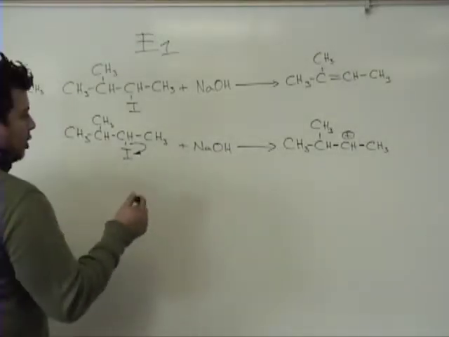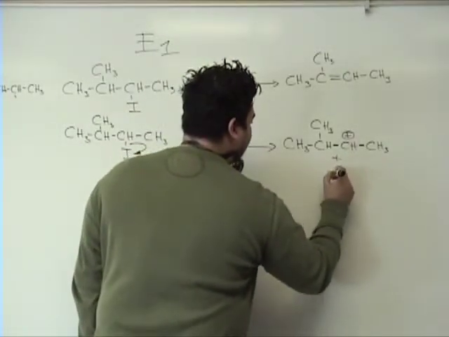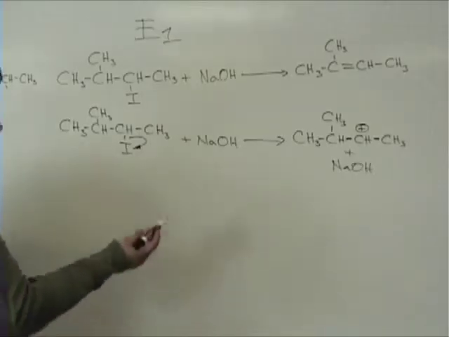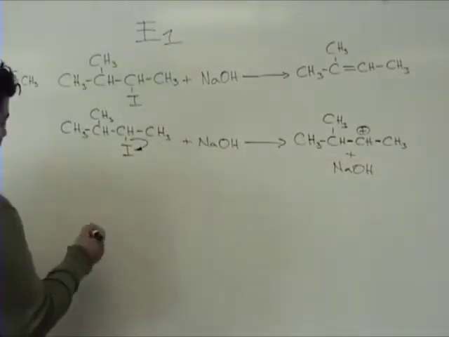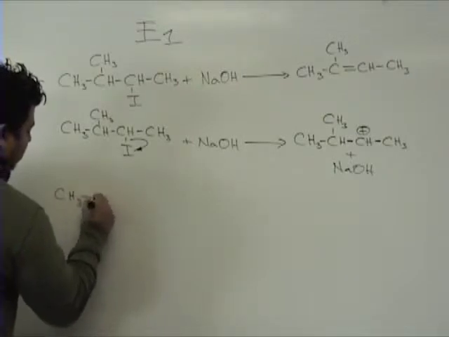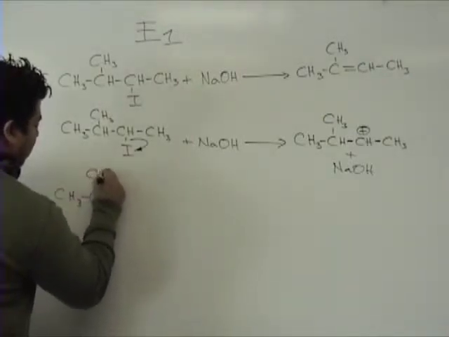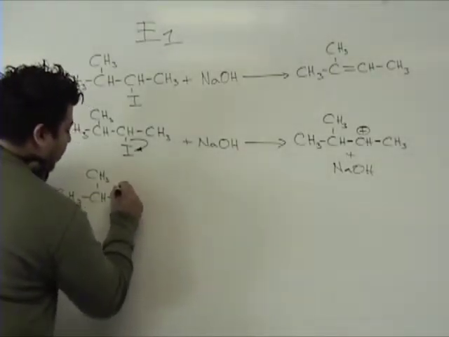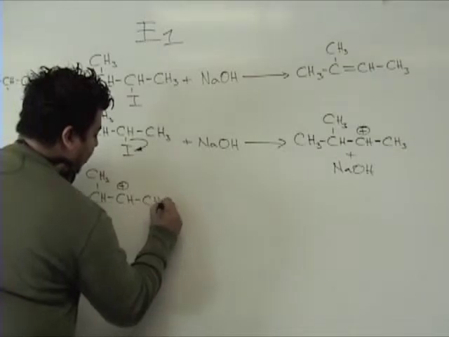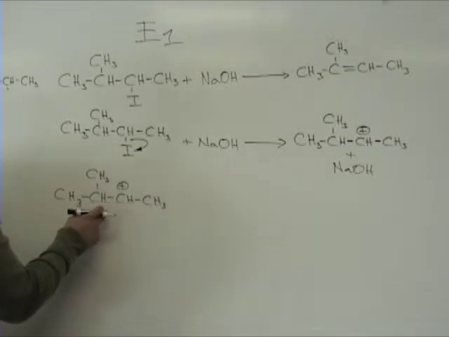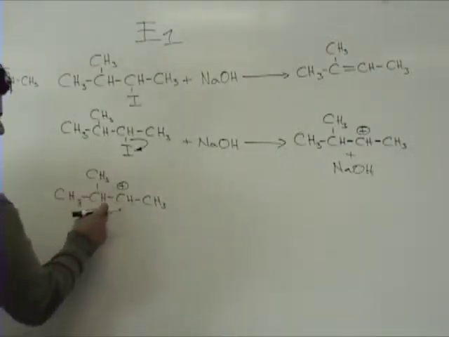So I'm going to copy that. If you want to write the base here, that's fine, NaOH. So I'm going to copy whatever's on that side. I will say CH3, CH3, and then CH. We have our carbocation right here, and CH3. So what I have right here is a potential for a more stable carbocation. A tertiary is more stable than a secondary.